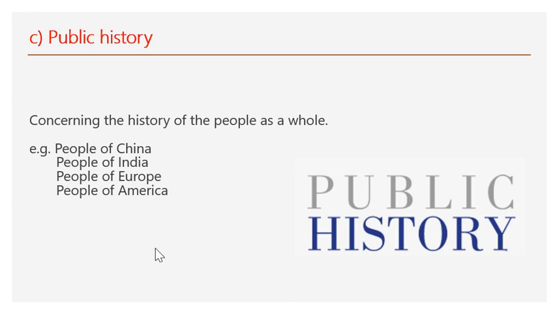And then lastly, we look at the public history, in terms of what happened to the society in that particular country. So for example, here I put people of China, people of India, Europe, America. When I mention each country, you will see a reflection in your mind. They are different in terms of their way of living, the way that they do things.